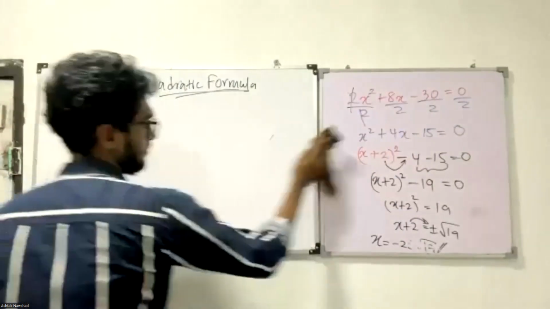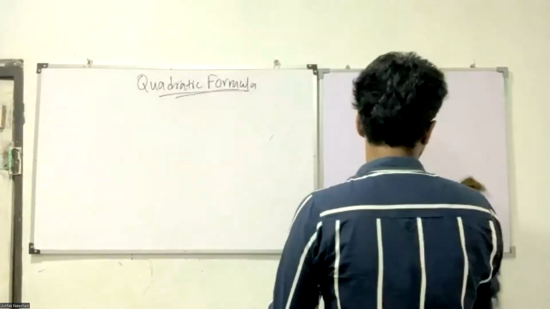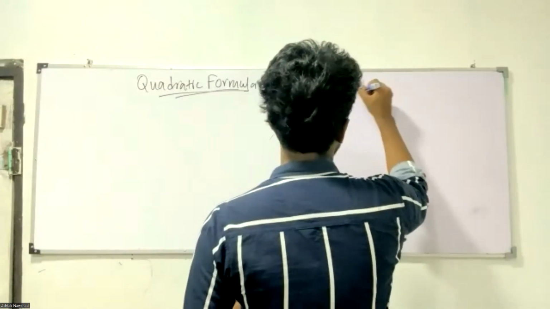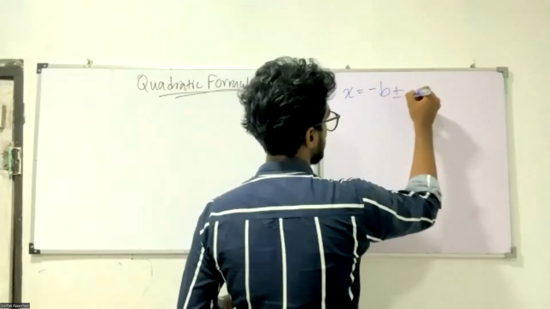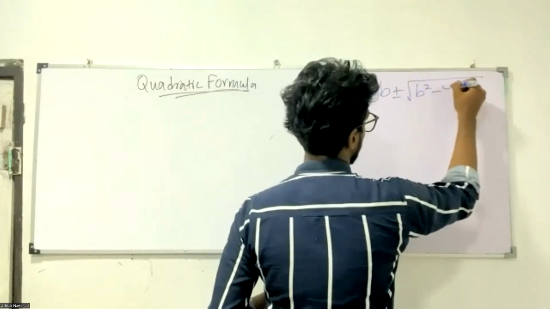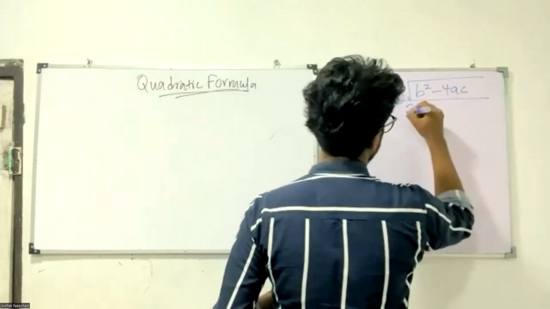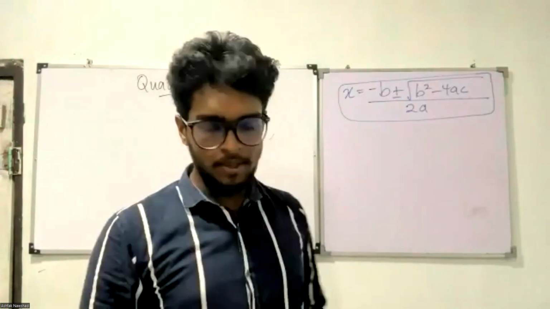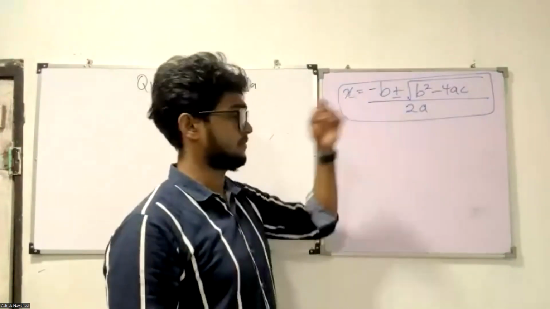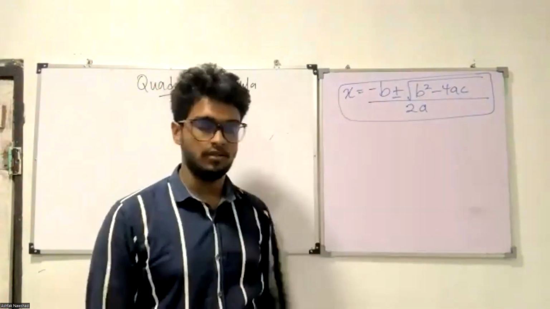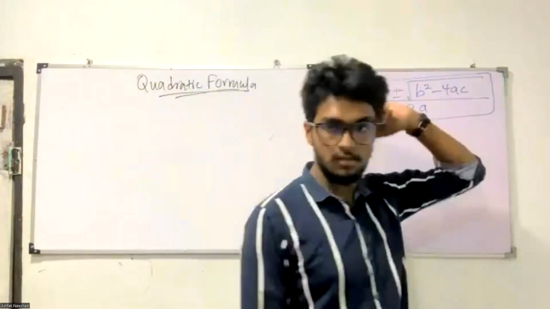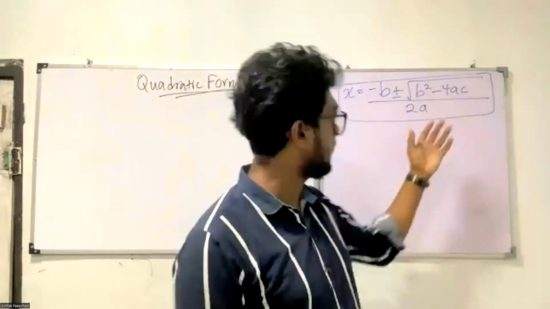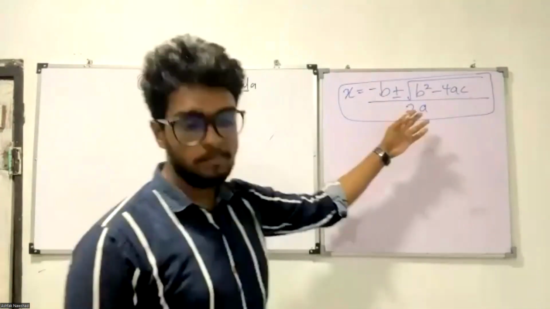Let's try the quadratic formula. The quadratic formula is x is equal to minus b plus or minus the square root of b squared minus 4ac, divided by 2a. It's a pretty long formula. Many people hate this formula due to the length. Correct? So many people prefer the completing the square method over this due to the formula being pretty lengthy. Correct? But there's nothing complex here.